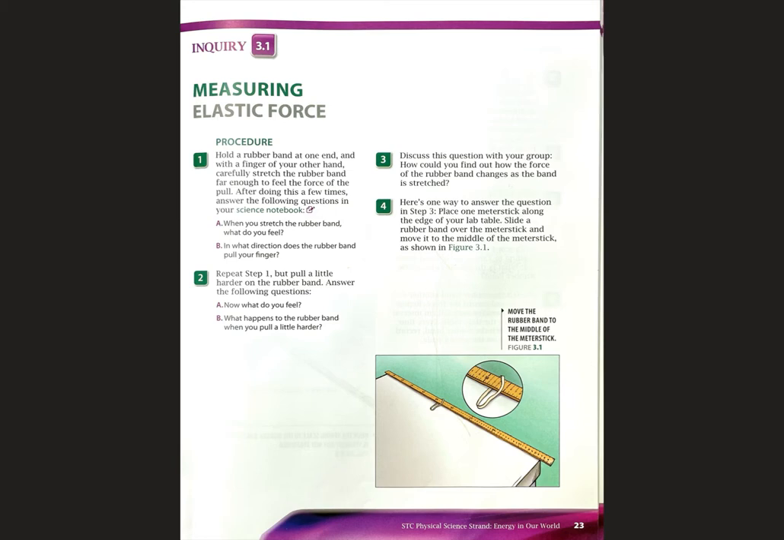All right, so let's look at these. Sorry, that was 1A: you feel the rubber band exerting a force. 1B, the rubber band is going to pull against you as you stretch it. So if you're exerting a force on the rubber band, it is exerting a force back on you. All right, 2A, when you pull harder, it pulls harder back on you.